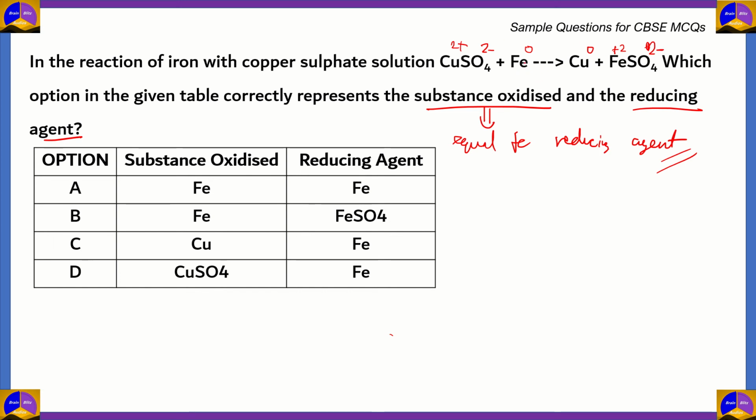On the other hand, we have iron, which was in its native state with an oxidation state of 0, and now in FeSO4, iron has a charge of +2. So as you can see, some electrons have been lost from iron, so this is the oxidized substance. And since iron is the oxidized substance, it has to be the reducing agent. That means among the four options, option A, iron and iron, is the correct answer.